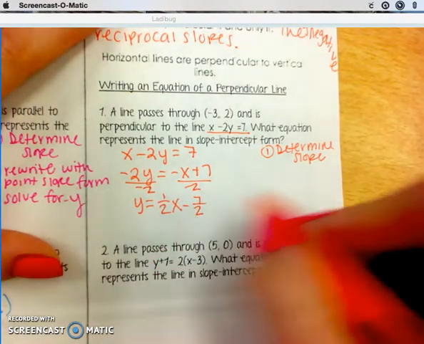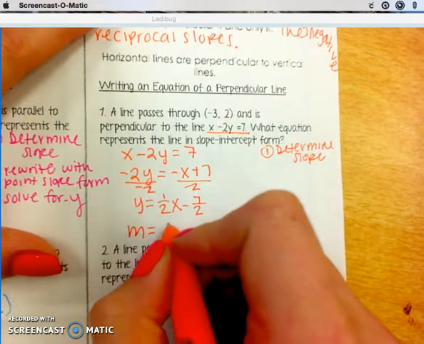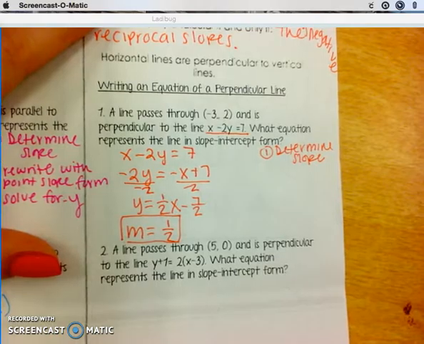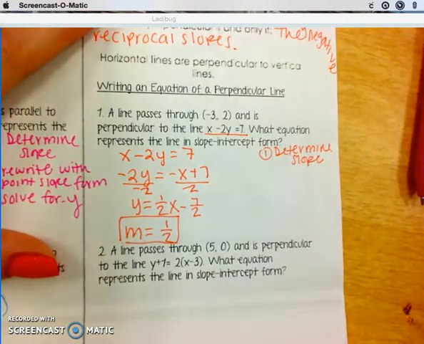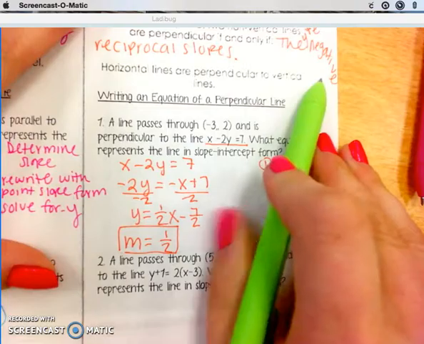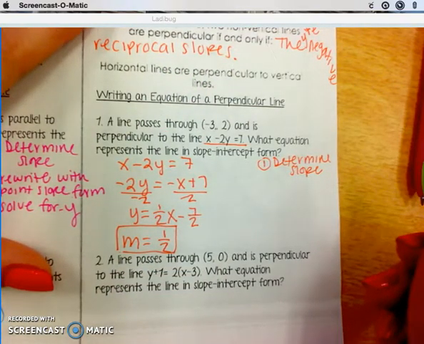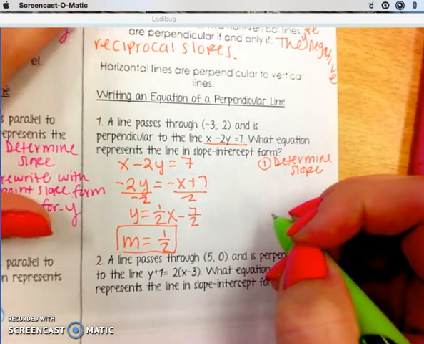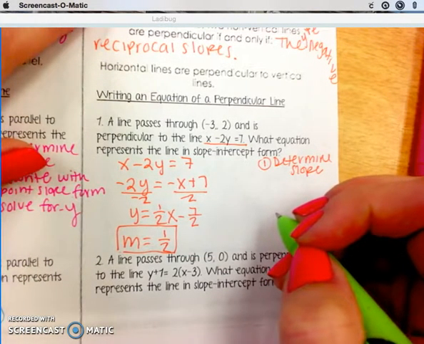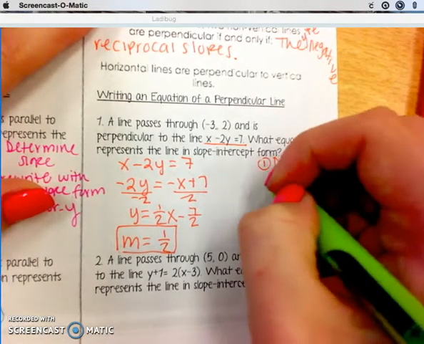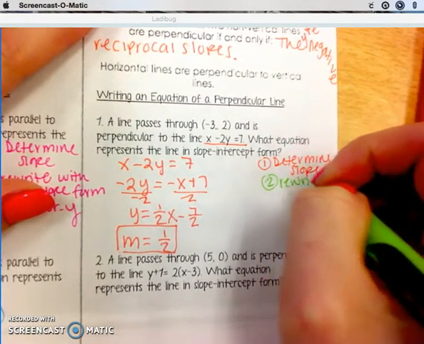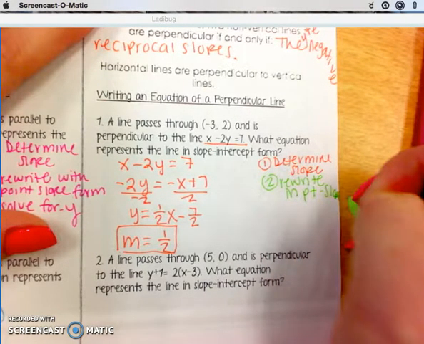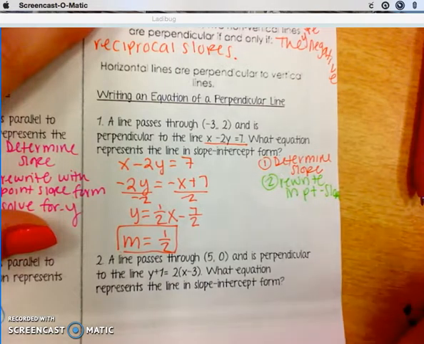So what is our slope? 1/2. That's the first part. Now, I'm looking at the negative reciprocal. Reciprocal means flip, and negative means the opposite sign. So let's then rewrite in point slope form. Point slope, that's what that's supposed to say.